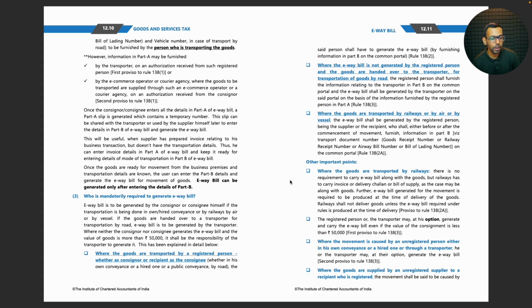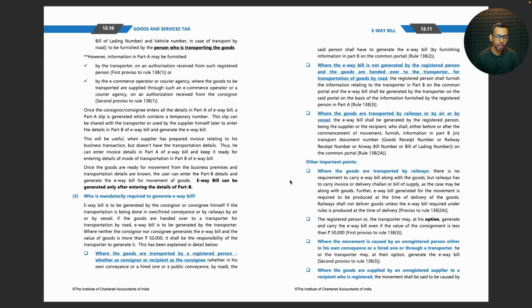Once the goods are ready for movement from the business premises and transportation details are known, the user can enter the Part B details and generate the e-way bill for movement of goods. E-way bill can be generated only after entering the details of Part B. Who is mandatorily required to generate e-way bill?